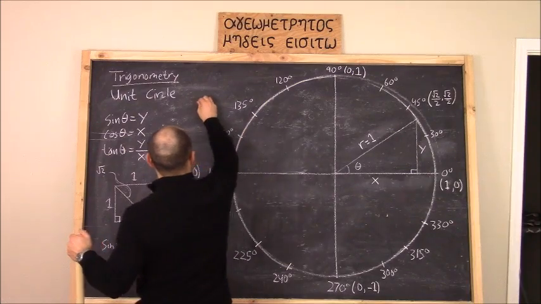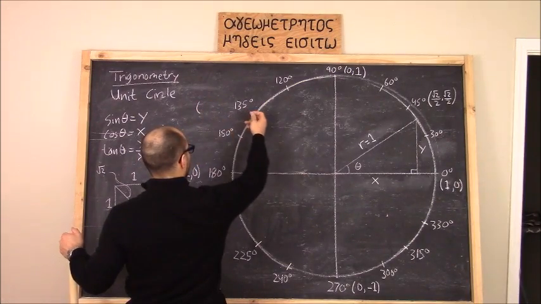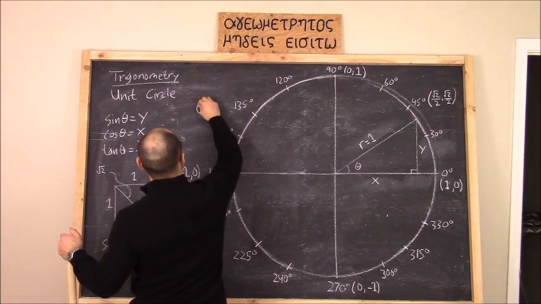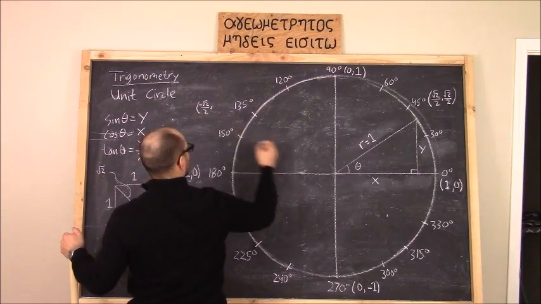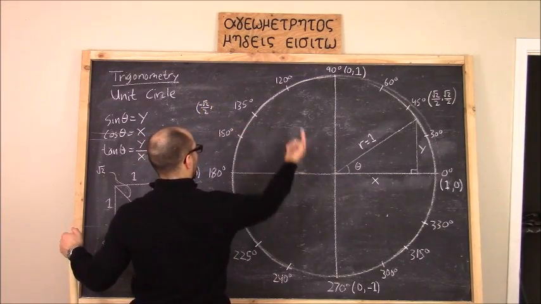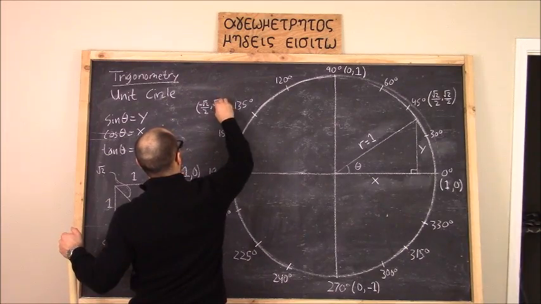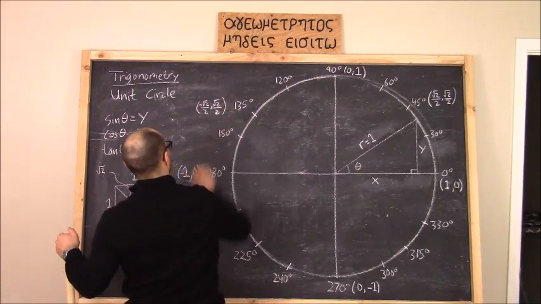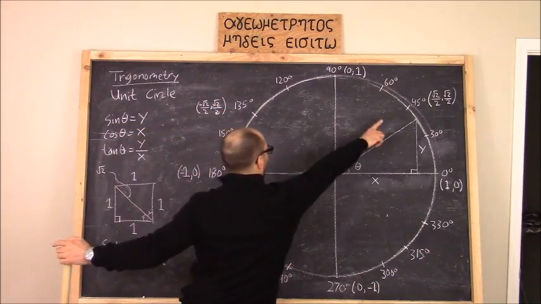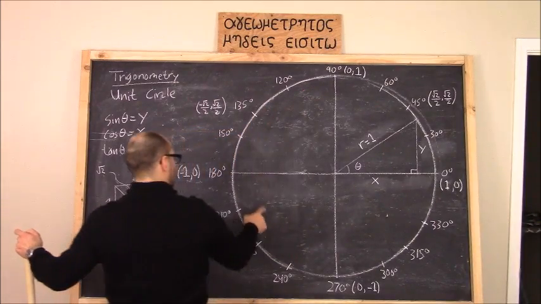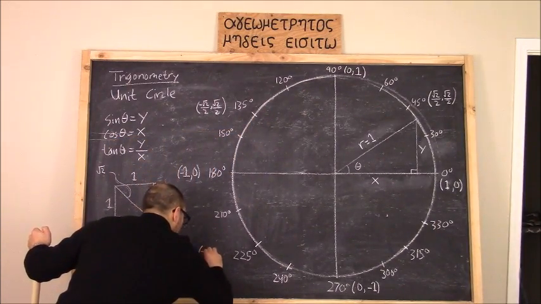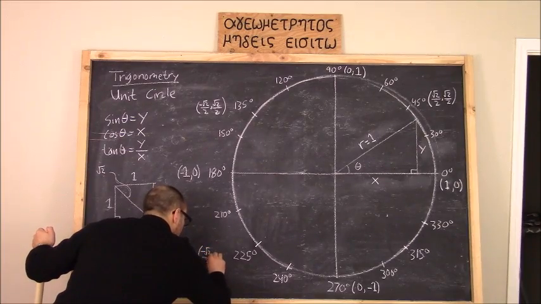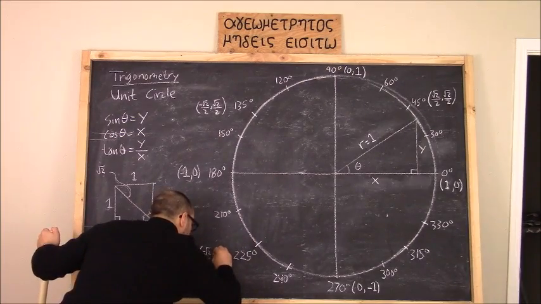Same thing over here, except now cosine is going to be negative root 2 over 2, because we're in the negative x, but positive y, so sine is positive root 2 over 2. First quadrant, second quadrant, third quadrant, we are at negative root 2 over 2, and now we're negative y, so negative root 2 over 2.